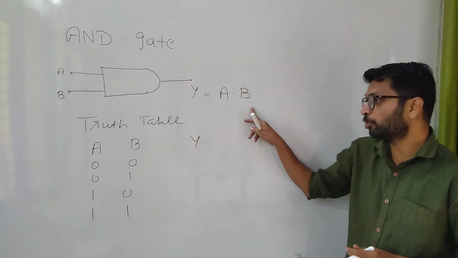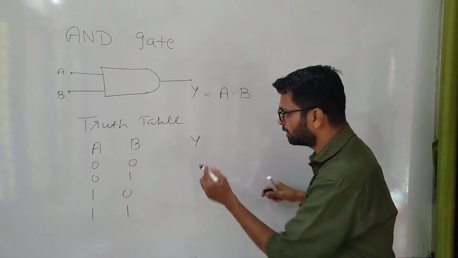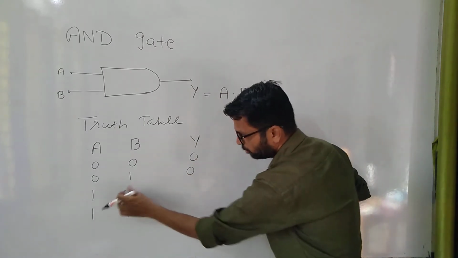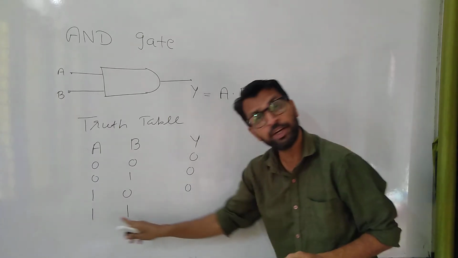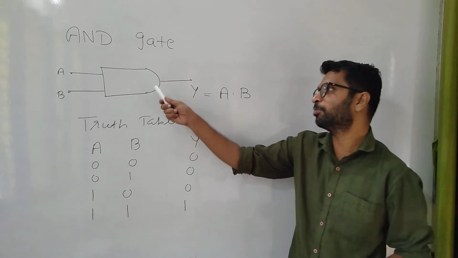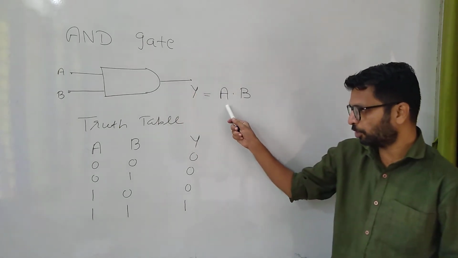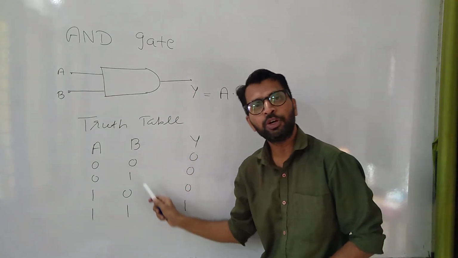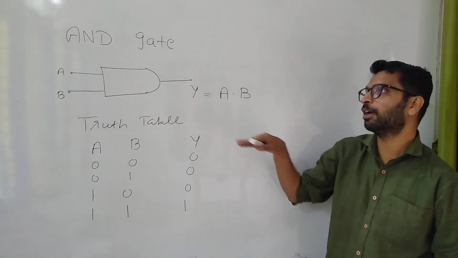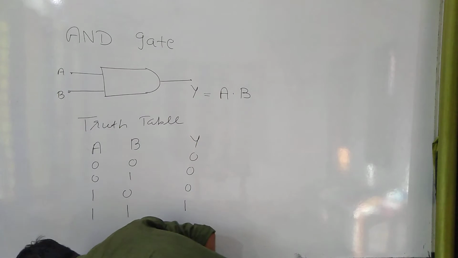As per this Boolean equation, 0 into 0 is equal to 0. 0 into 1 is again 0. 1 into 0 is 0. 1 into 1 is equal to 1. So this is the symbol of the AND gate, this is the Boolean equation, and this one is the truth table for the AND gate. After the AND gate we will learn the NOT gate.